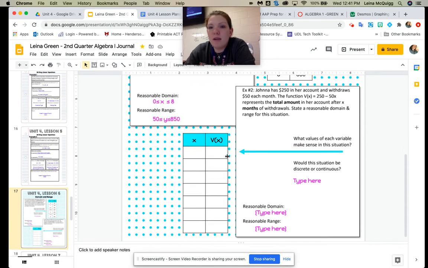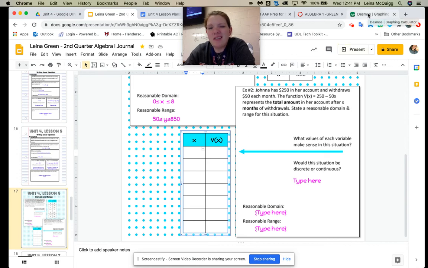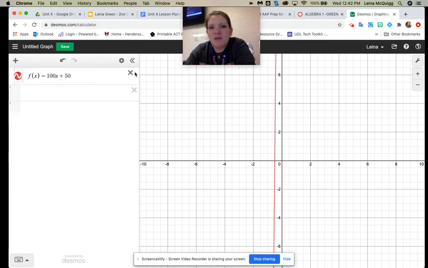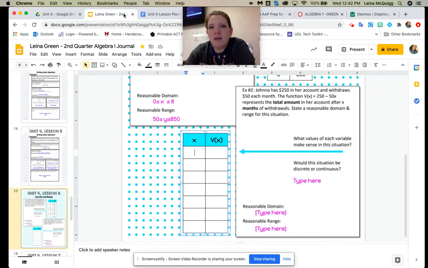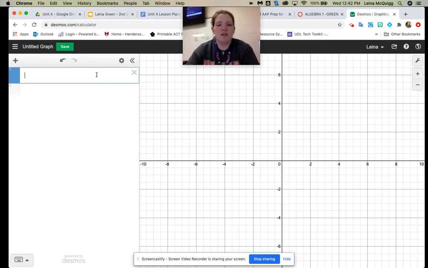Okay, so what variables make sense? Well, let's start at the beginning, I guess. We have $250 in her account. So I think first I want to take my function. I'm going to type it in Desmos and get my table. Let's get an idea of what's happening. I'm going to write this as f of x instead of v of x. So f of x equals 250 minus 50x. Was that right?